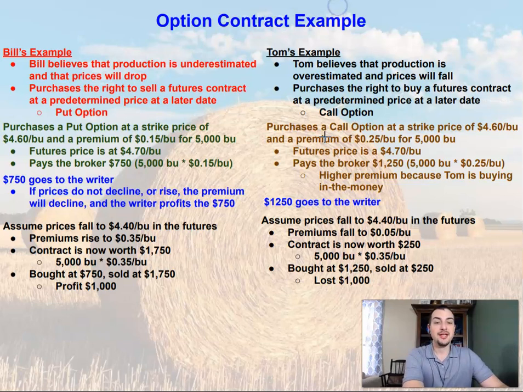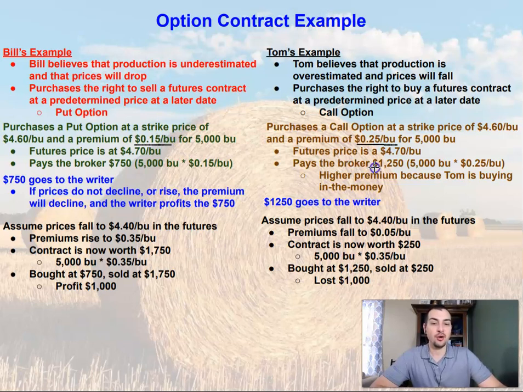So Tom over here purchases a call option with the strike price of $4.60 at a premium of 25 cents per bushel for 5,000 bushels. The futures price is $4.70, just like in Bill's example. This is going on at the same time, so the futures price is the same. Something to keep in mind is that Tom is paying 25 cents per bushel, whereas Bill paid 15 cents per bushel. Why is Tom's higher?